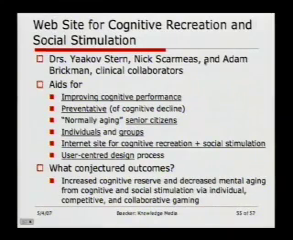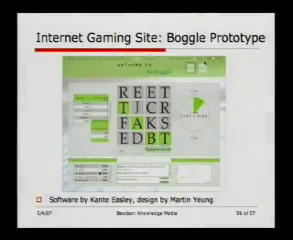It's very hard to get money for this kind of work. We want to build a website for cognitive recreation and social stimulation where we can actually do controlled experiments on, let's say you spend 10 or 15 hours a week doing cognitively stimulating activities of one kind or another, with and without social interaction, because I'm convinced that's part of it. And what can you measure in terms of people's results on batteries of psych tests, et cetera, et cetera. And this was our first prototype for a game of Boggle.